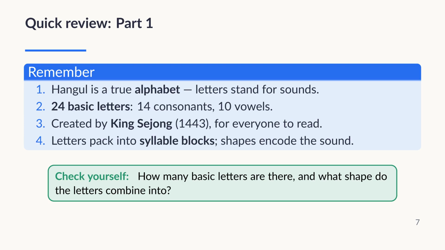Now test yourself out loud before we move on. How many basic letters are there in total? The answer is 24. And what shape do the letters combine into? They combine into syllable blocks. If you answered both of those, you are ready to meet the building blocks themselves. If not, that is completely fine. Just glance back at this slide, because these 4 facts are the foundation for everything that follows.